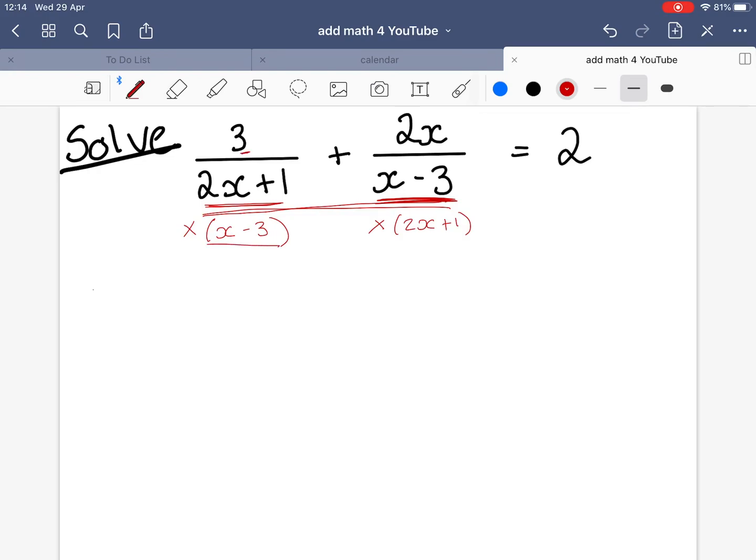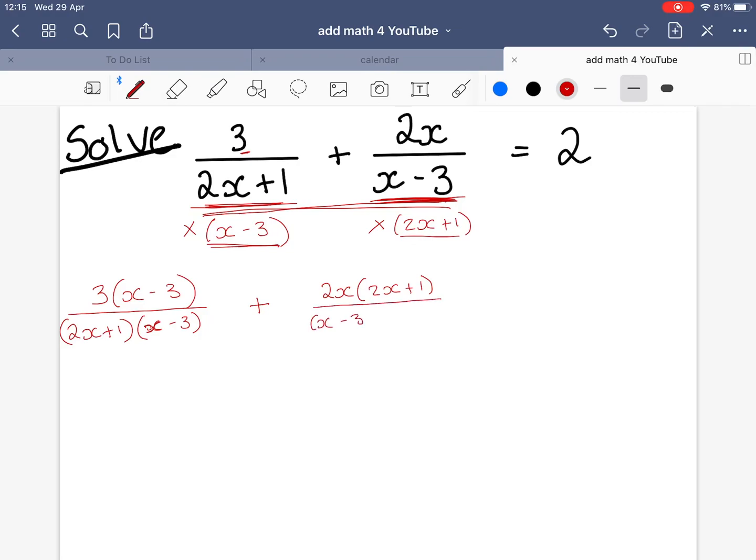So I want to do 3 times x minus 3. And for the bottom, I want to do all of 2x plus 1. I'm going to put them into brackets because this is 2 parts times x minus 3, and then we can expand the bracket using FOIL to get our denominator. So that's the first fraction. And my second fraction, again, I want to multiply it by 2x plus 1, so I'm going to do 2x times 2x plus 1. Then I want to times the bottom, so I want to times x minus 3 with 2x plus 1. And again, that still equals 2.